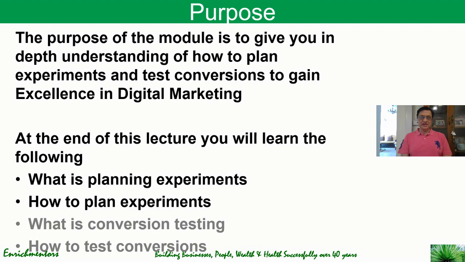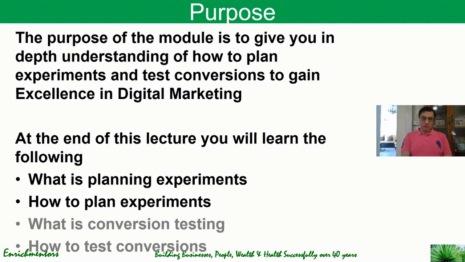Digital marketing has multiple facets, much more than normal marketing. It has many vehicles that you can use, and to determine what is best, one good way is to plan experiments and test the conversions on a variety of media, platforms, and messages to see what works best for you. So that's what we will do in this module. In this lecture, we will talk about what planning experiments is and how to plan experiments, and then next we will talk about conversion testing.